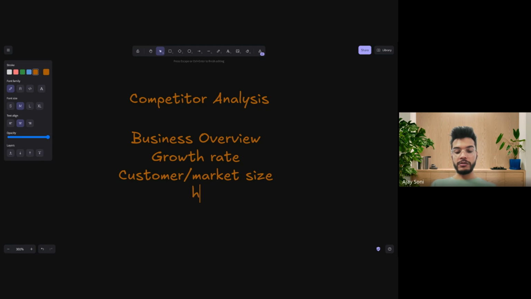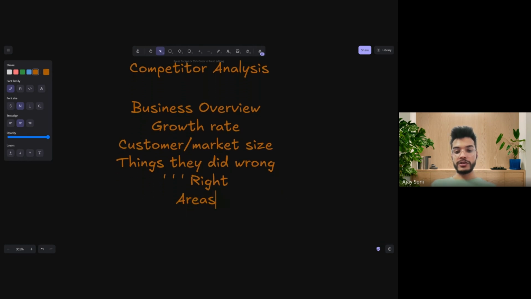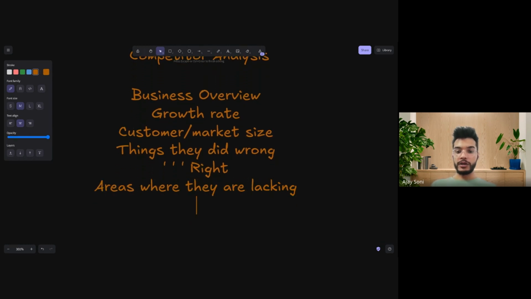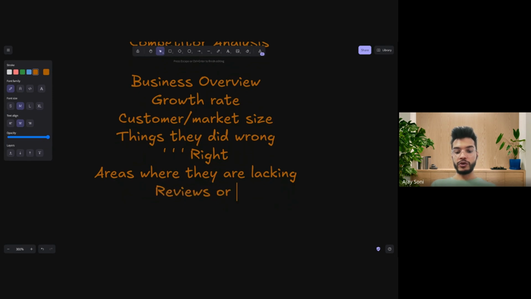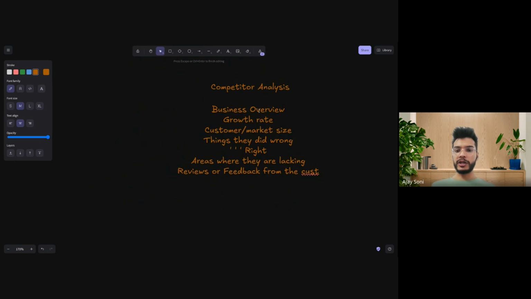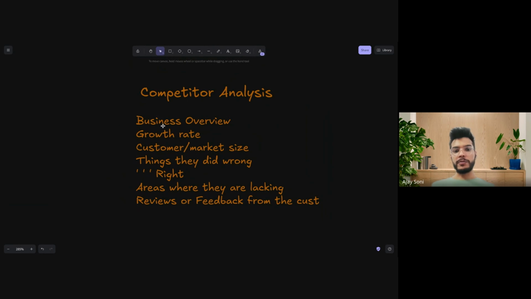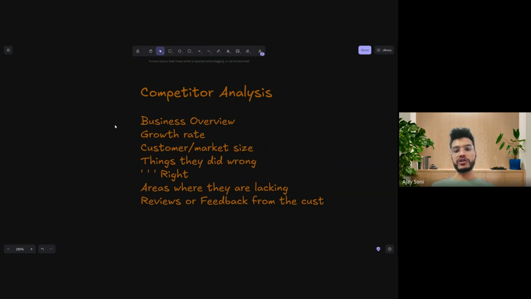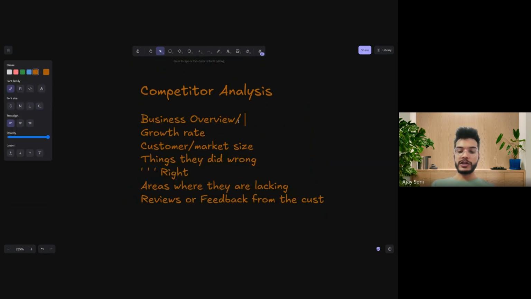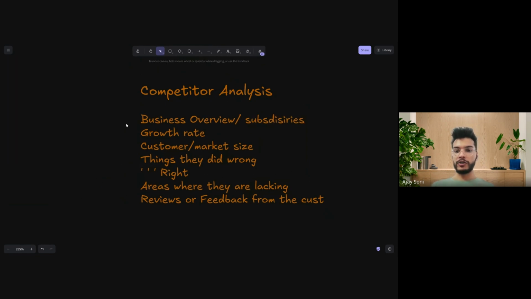Then things they did wrong, things they did right, areas where they are lacking, and what else, reviews or feedback from the customers, right? This is a very basic type of competitor analysis, this kind of data you can look for. Business overview is of course what that particular business is doing, and all the subsidiaries also come in, right? I don't know the spelling, but yeah, subsidiaries.